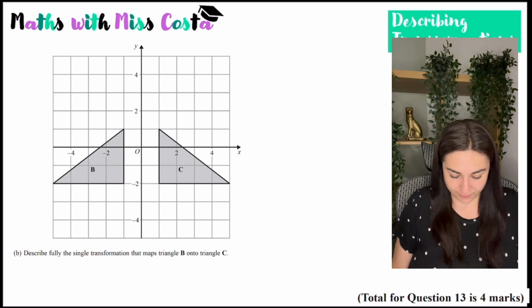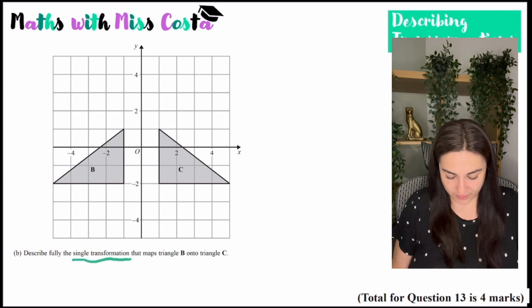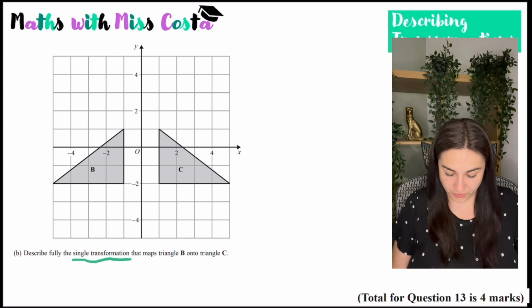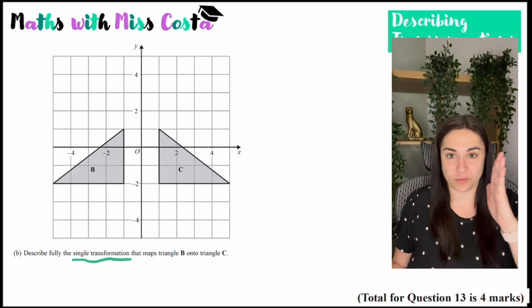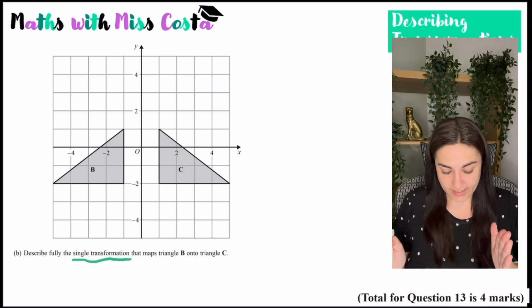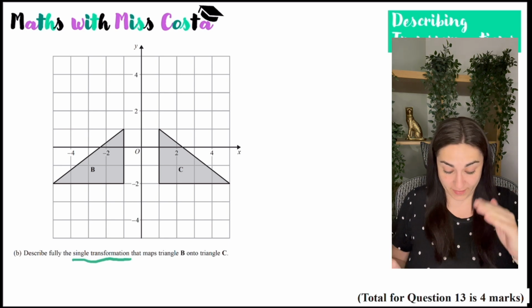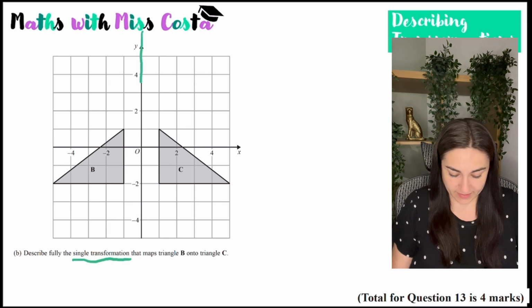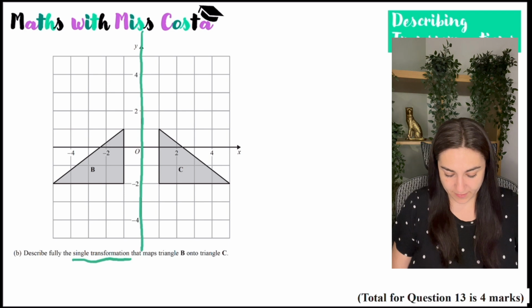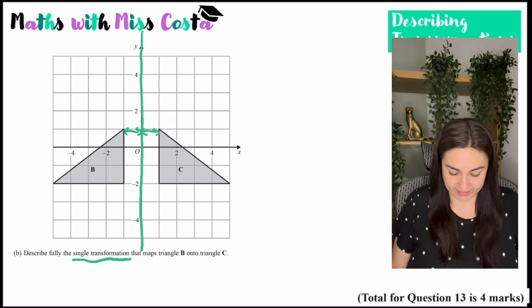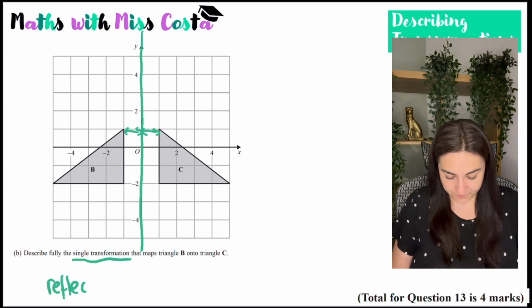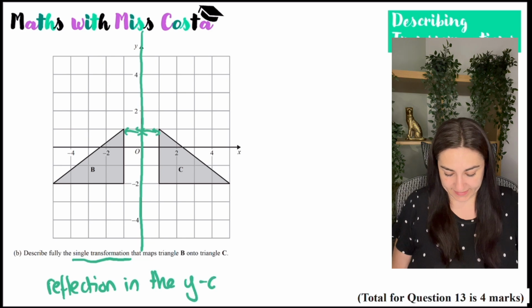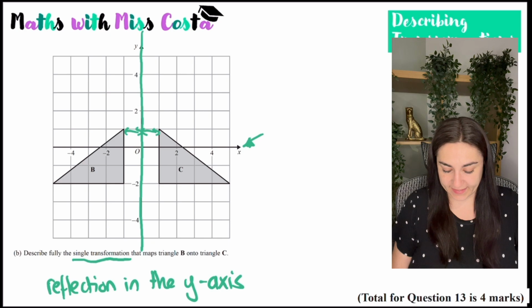Next, we need to describe fully the single transformation that maps triangle B onto triangle C. So we can see it's like a reflection. If you put a mirror down the line, you can see it's a reflection. And we need to think, where is the line of reflection? Well, here, if I put the mirror there, each point is exactly the same distance. So I would say it's a reflection in the y-axis. This line here is the y-axis, this line here is the x-axis.